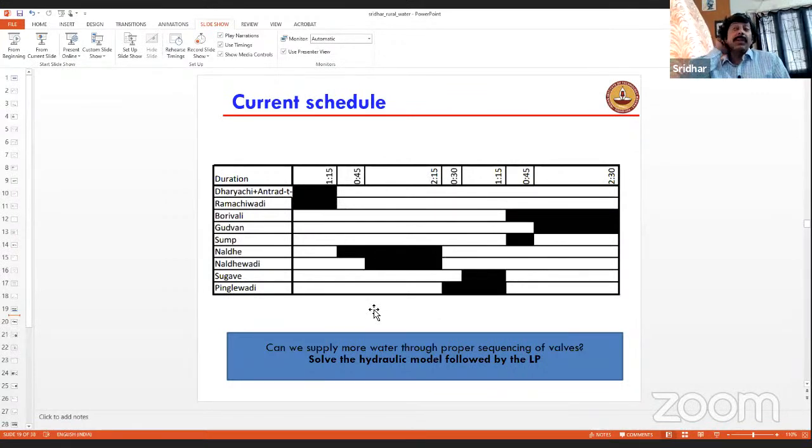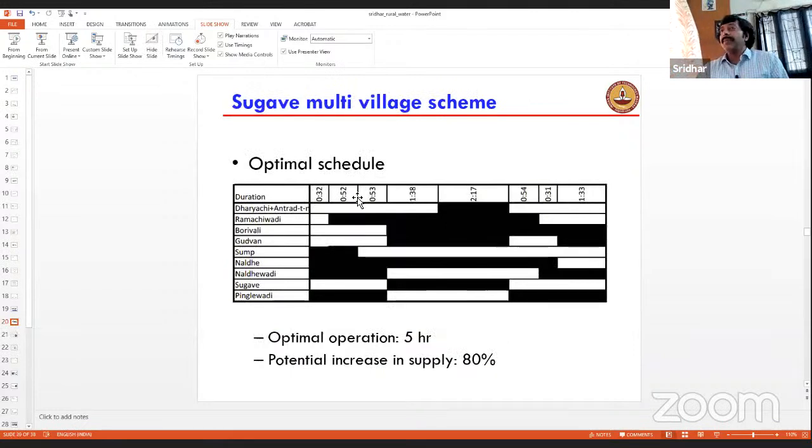Now, the question that we asked is, could you supply the same amount of water in a lesser amount of time, by a different sequence of operation? We answered this, and it turns out that you can supply the same amount of water to all these villages in 5 hours. What does that mean? That means if you are ready to operate the network for 9 hours, you can actually increase the supply by nearly 80%. In this case, this was not a case of constraints in supply, because they had access to a perennial water source. So again, the point is that sometimes these networks are not operated efficiently, and a lot of people don't get water, not just because there's not enough water, but because these are not operated efficiently or correctly.